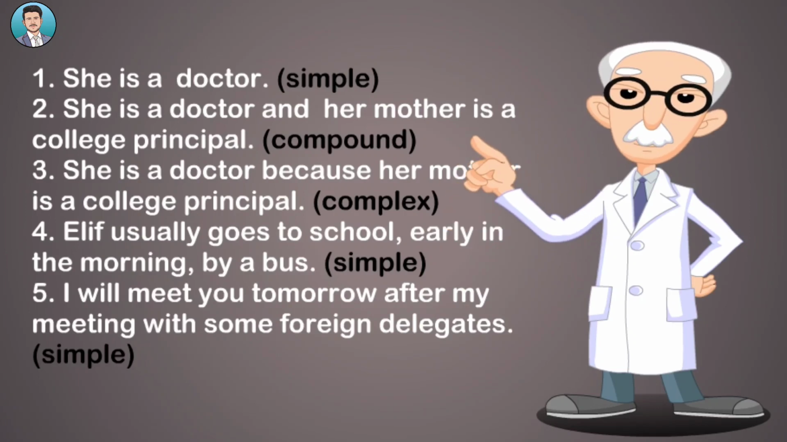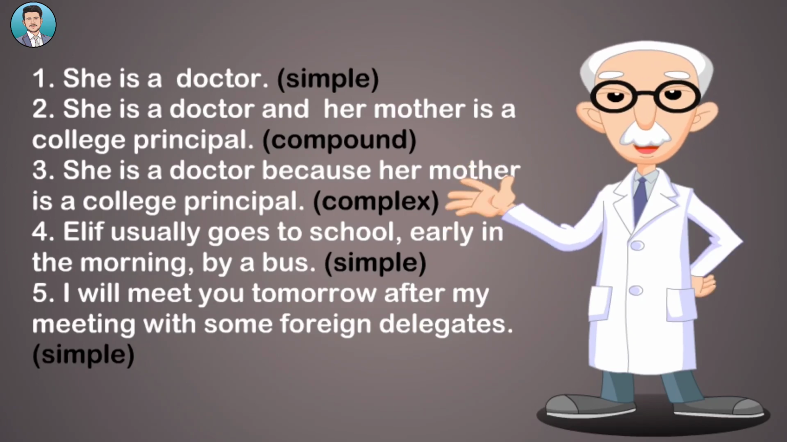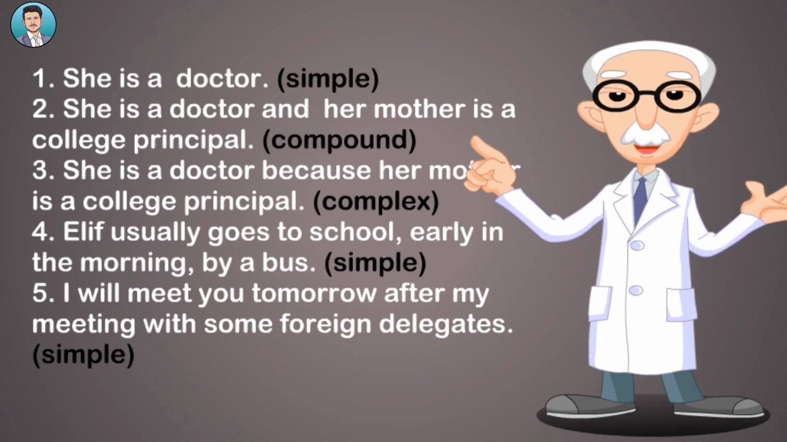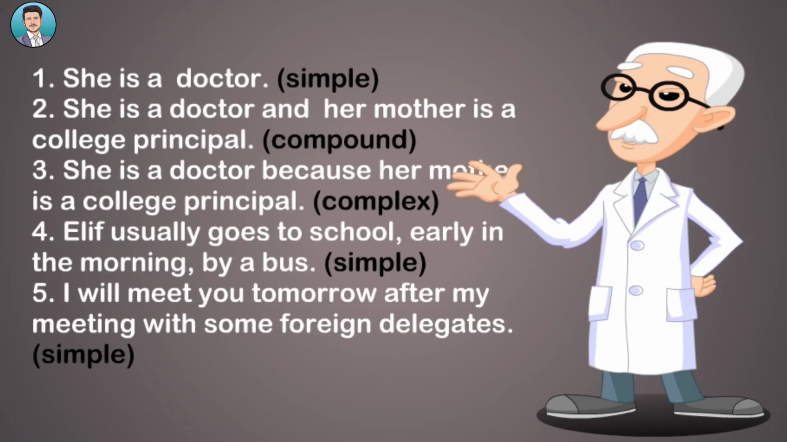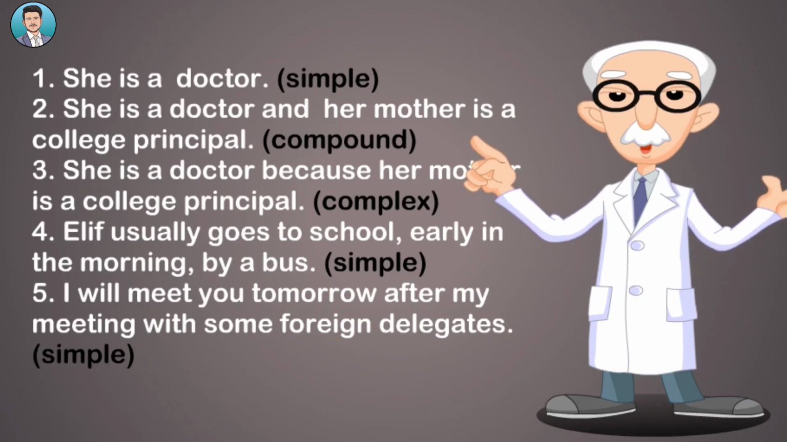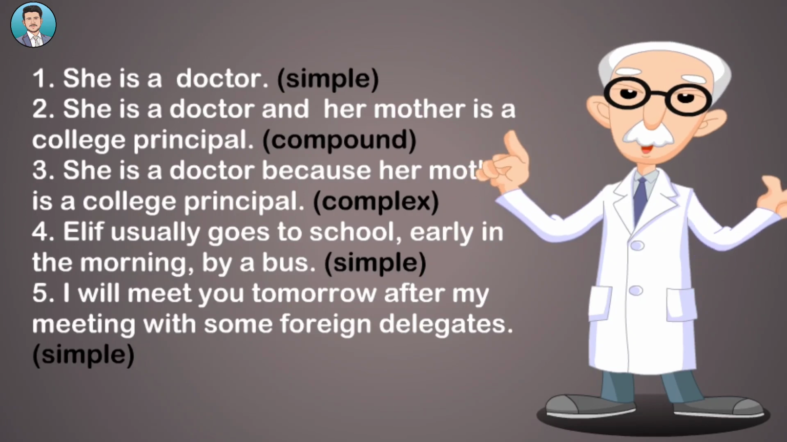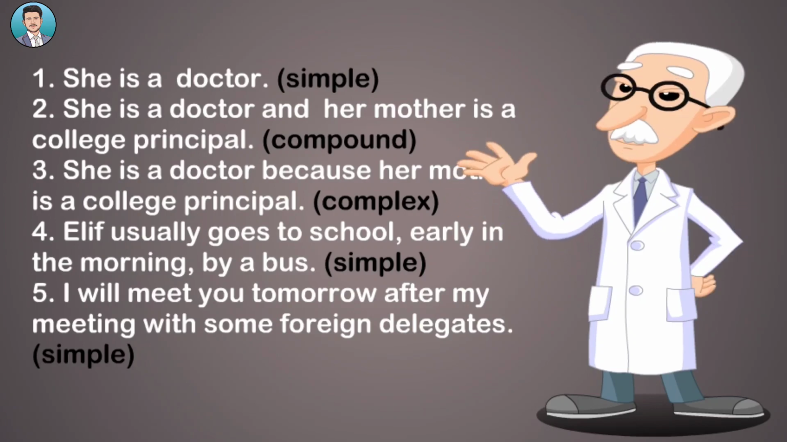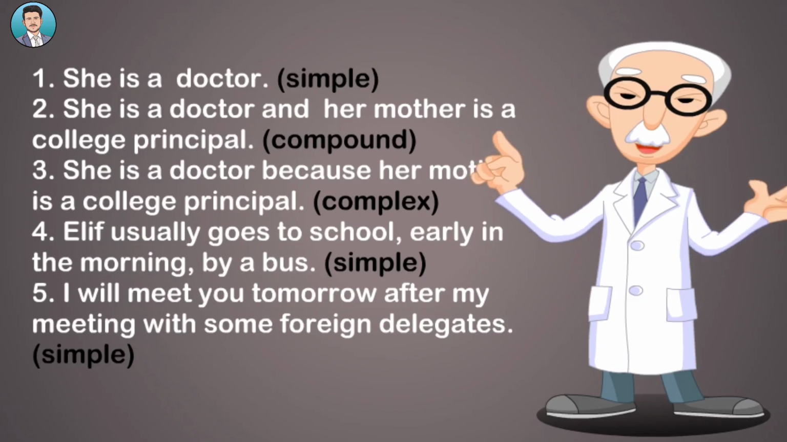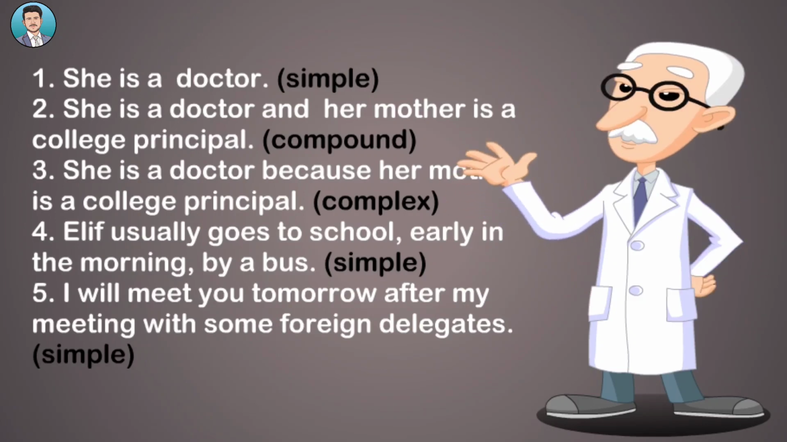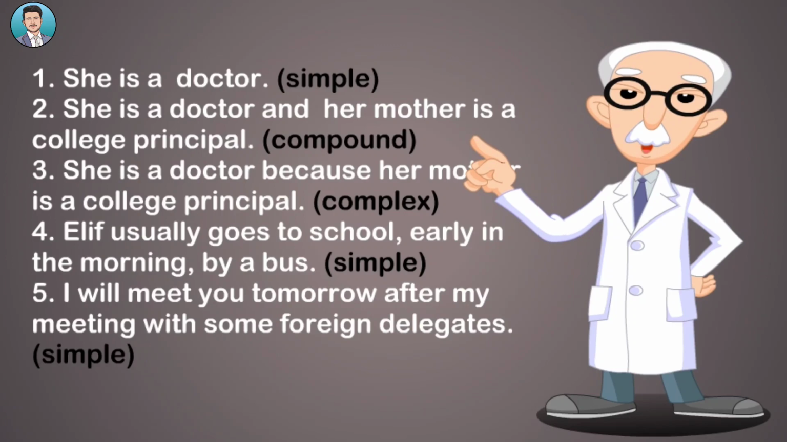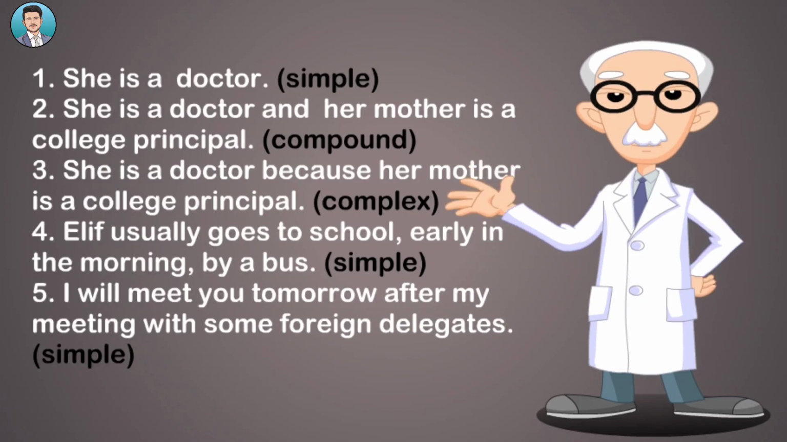Now in sentence number 2, she is a doctor and her mother is a college principal. You can see the sentence is not ending at the word doctor, but it continues with the help of the conjunction and. Now, since both the parts of the sentence, she is a doctor and her mother is a college principal, are of equal value, both are main clauses, so the sentence is compound.